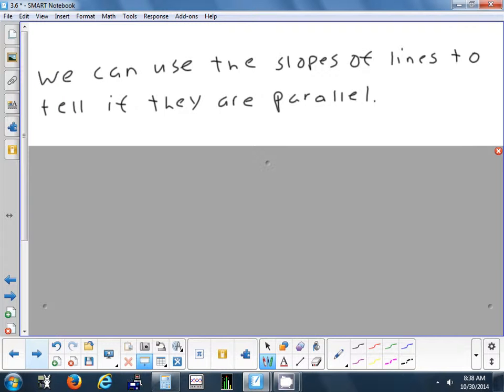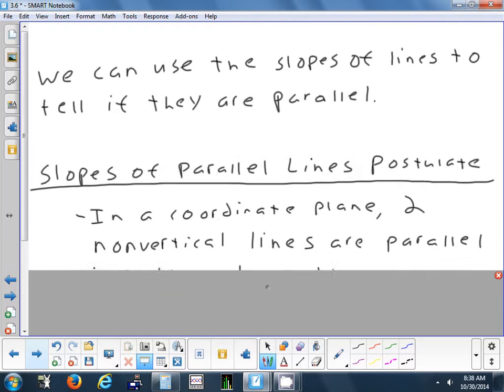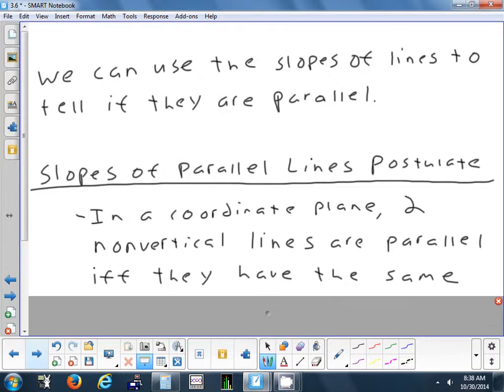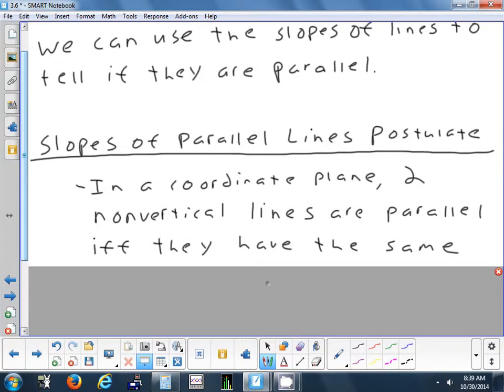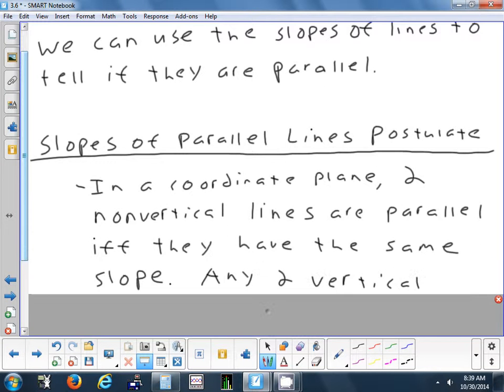Where the slope can come in handy, it can help us determine if lines are parallel. How can we use the slope to determine if lines are parallel? Yeah, if they have the same slope. So this is the slopes of parallel lines postulate, so we're not going to have to prove it. I'm going to add to this a little bit, but this is what the book has. It says, in a coordinate plane, two non-vertical lines are parallel if they have the same slope.